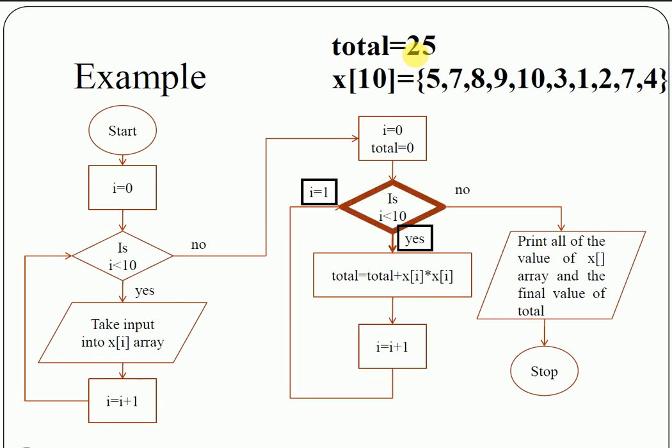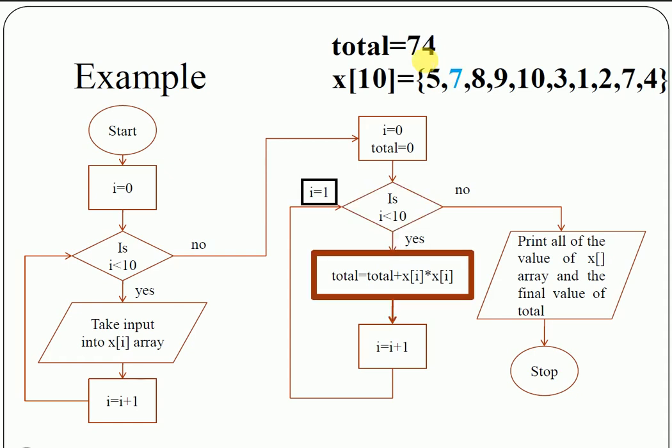If the condition is true, then it will proceed to the next line, which is total equals total plus xi into xi. Here we see that the value of xi in position 1 is 7, so the square will be 49. Now 49 will be added to 25, which will be 74 as the new value of total. This is 74. Then i will increment by 1. Now i is equal to 2.